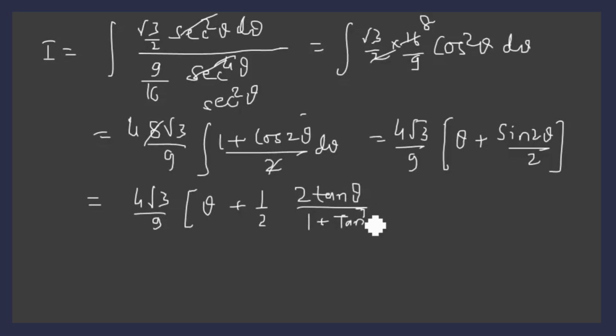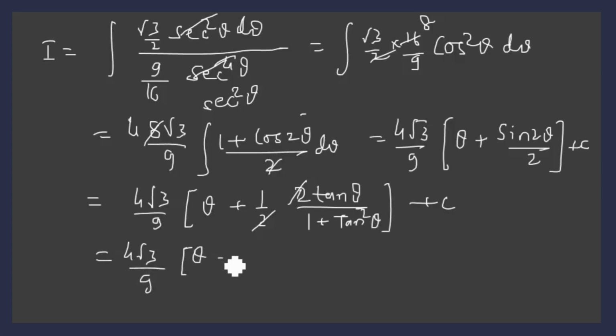So I write this formula here, plus c, obviously plus c, the constant of integration. So 2 and 2 get cancelled. Now I can write this as 4 root 3 by 9 theta plus tan theta divided by 1 plus tan square theta, plus c.